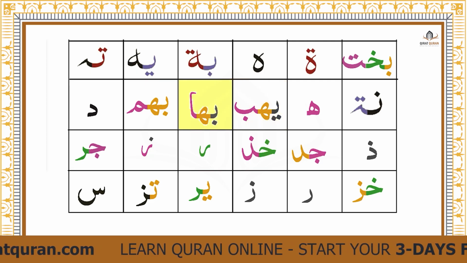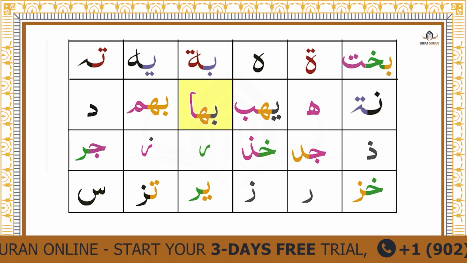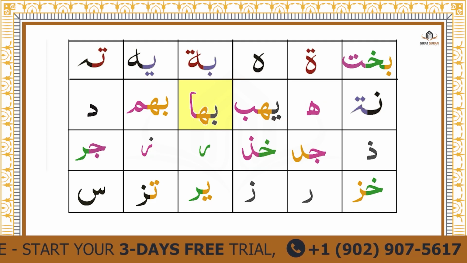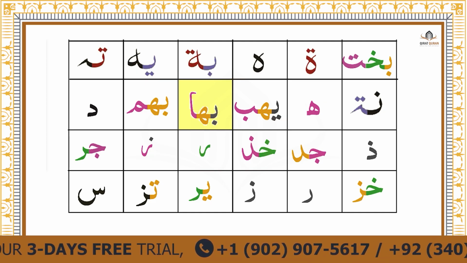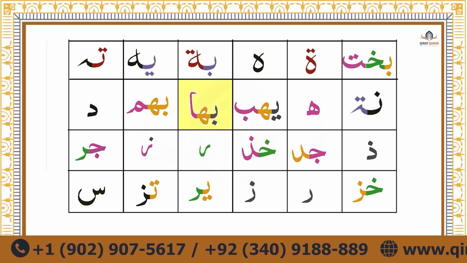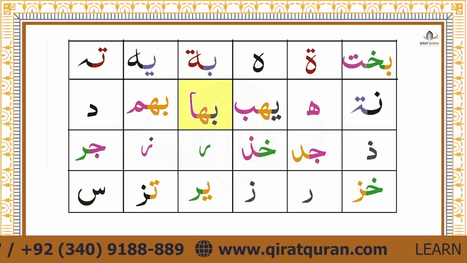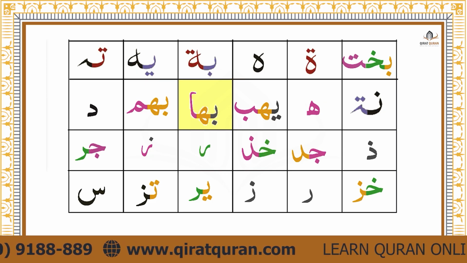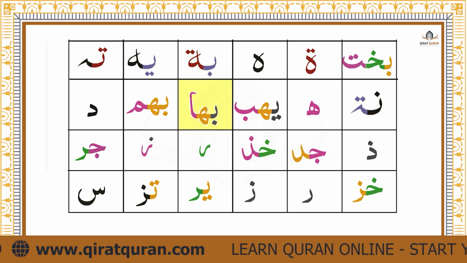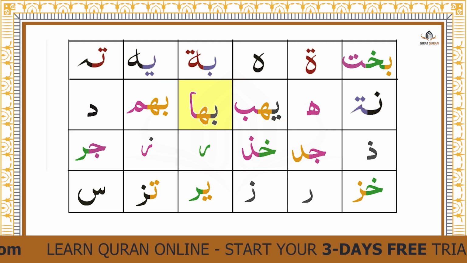There are also three letters. The first one, which has one dot at the bottom, is ba. The black one is ba because it has one dot at the bottom. And then this letter, the orange one, is ha. And at the end, it's alif. Ba, ha, alif.